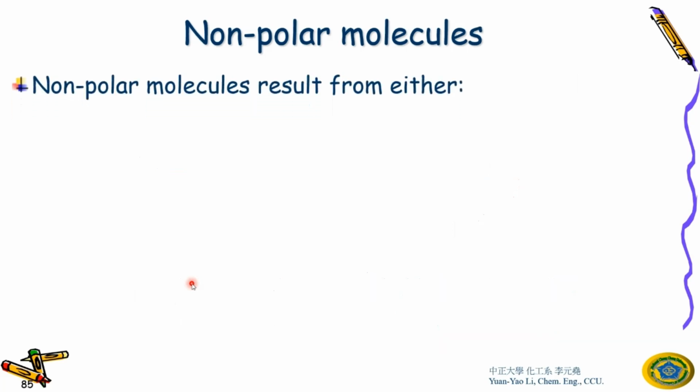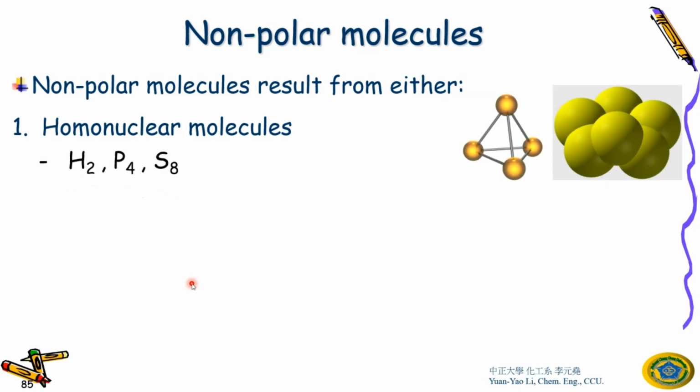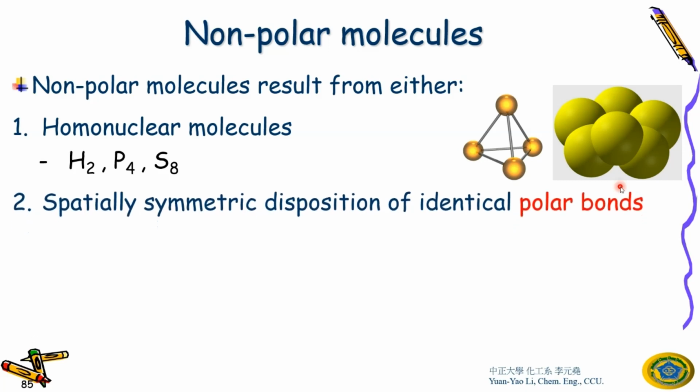So non-polar molecules result from either homonuclear molecules. Homonuclear molecules means that 2 atoms or 3 atoms or 8 atoms are the same. For example, hydrogen, P4, phosphorus 4, and sulfur 8. Phosphorus 4 and sulfur 8 have polar bonds, but are non-polar molecules. And also from the symmetrical disposition of identical polar bonds. An example is methane.